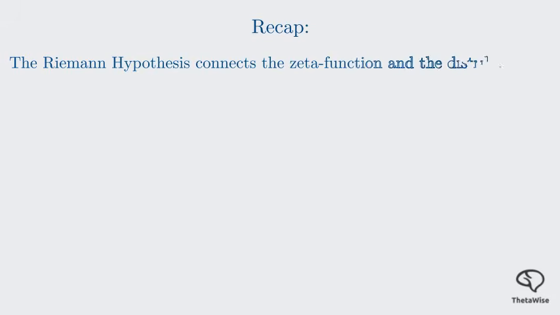Let's summarize everything we've learned. The Riemann hypothesis proposes a deep connection between a complex function, the Riemann zeta function, and the distribution of prime numbers. We started with prime numbers, the building blocks of arithmetic, and the Euler product formula, which is a bridge between these primes and the zeta function.